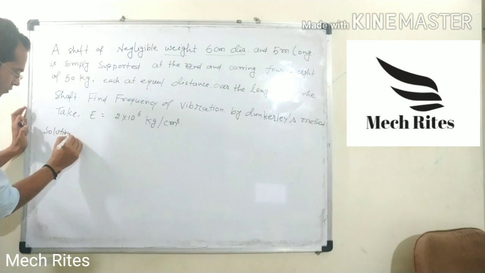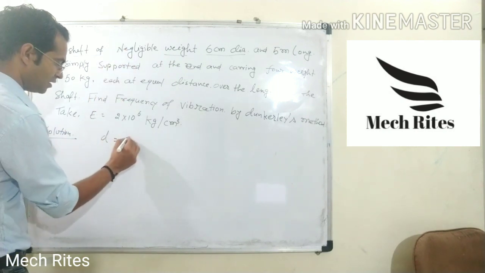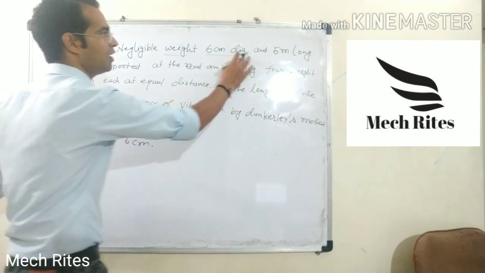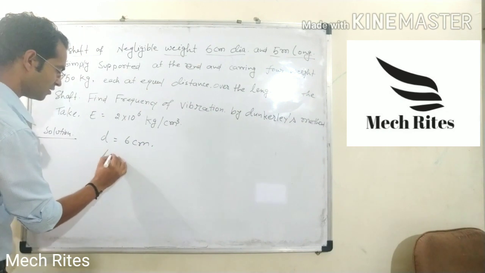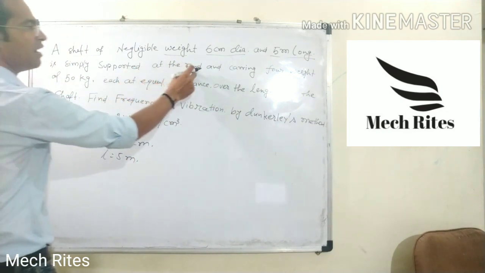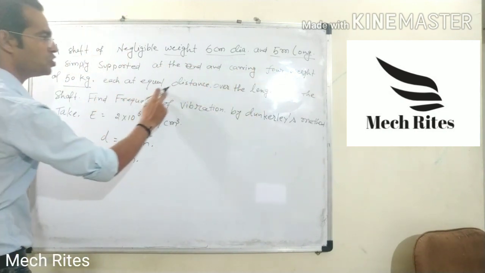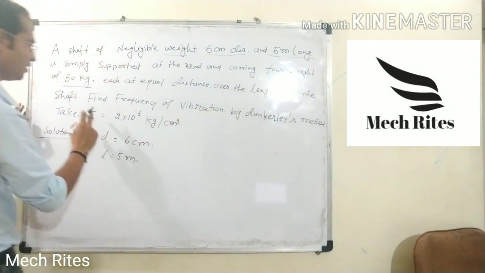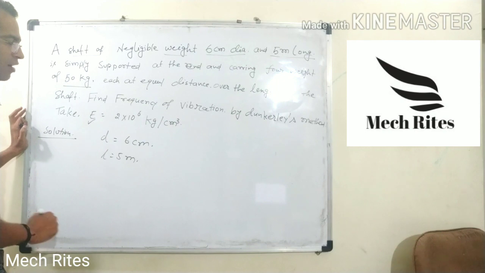Solution. What's the given value? Diameter is 6 centimeter, and 5 m length, so L is 5 meter. It is simply supported at the ends and carrying 4 weights of 50 kg each, at equal distances over the length, and we have been given the value of the modulus of elasticity.